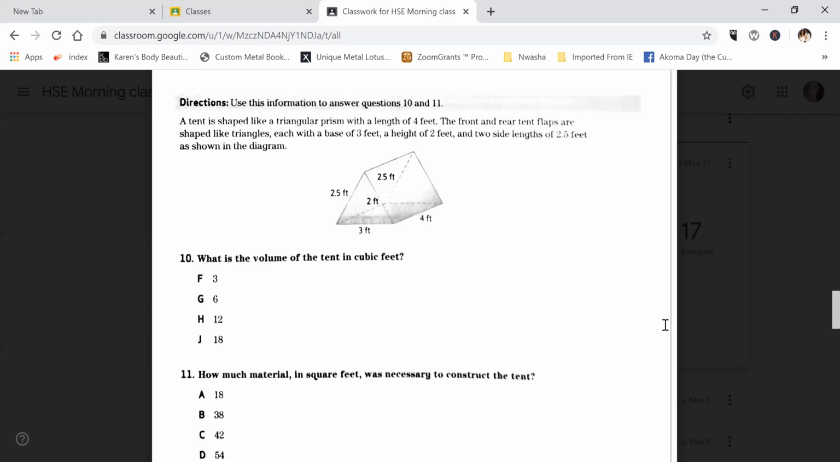So this is a good one because again, you have a visual, they're showing you the diagram. If they just give you the measurements but don't show you the diagram, it might be helpful to just draw it out on your scrap paper. So for number 10, it's saying, what is the volume of the tent in cubic feet? So let's take a minute to do that one.